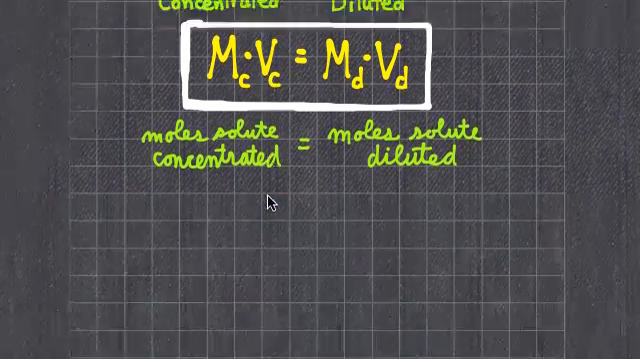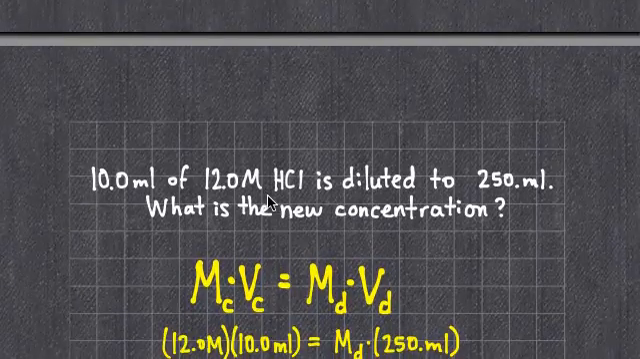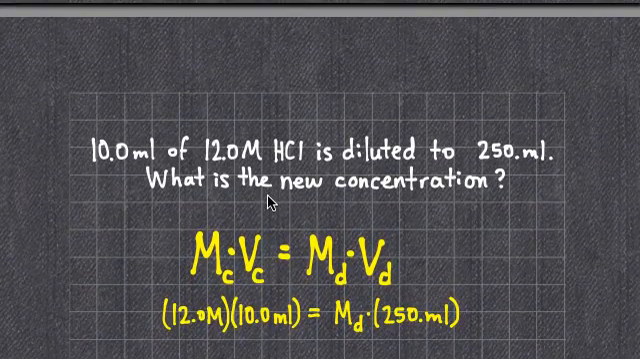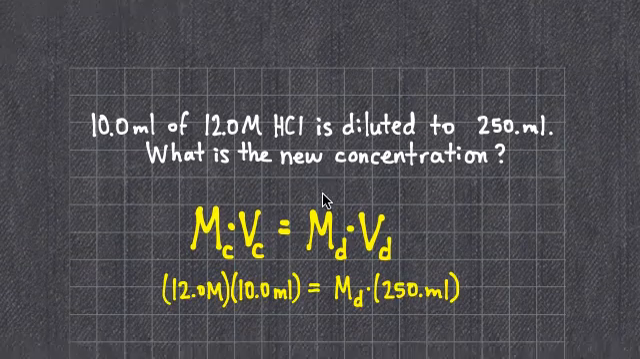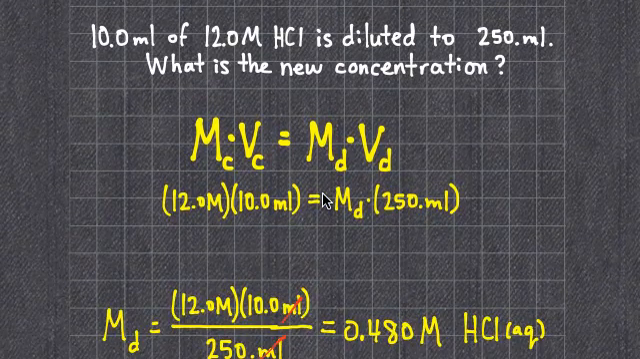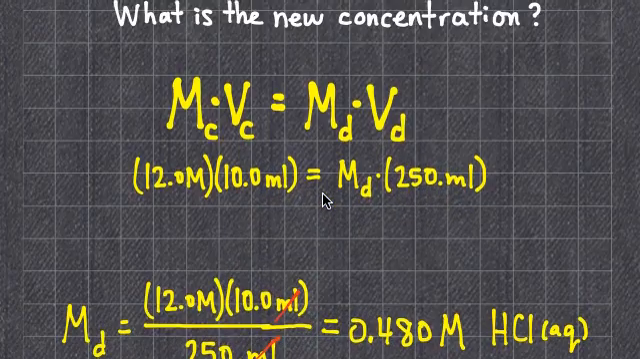Yeah, so let's try that a couple times. I could say if I had 10 milliliters of 12 molar hydrochloric acid, which is concentrated hydrochloric, called fuming hydrochloric, that's too concentrated. I take 10 milliliters of it and I want to water it down to 250. What's the new concentration?